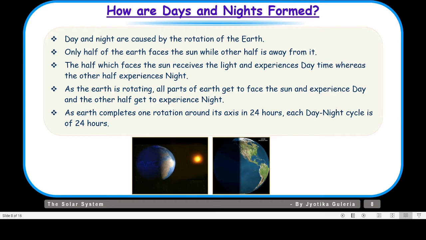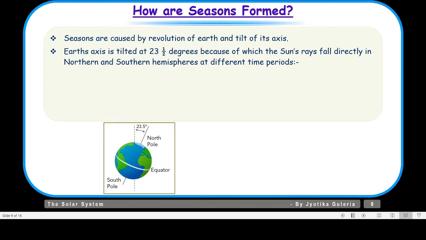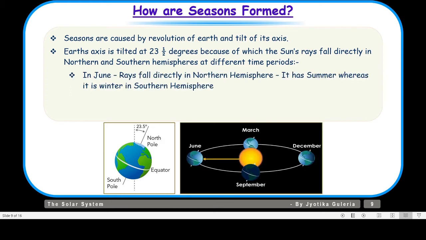And now we'll understand how seasons are formed. Seasons are caused by the revolution of Earth and the tilt of its axis. Earth's axis is tilted at 23.5 degrees, because of which the sun's rays fall directly on the northern and southern hemispheres at different time periods.